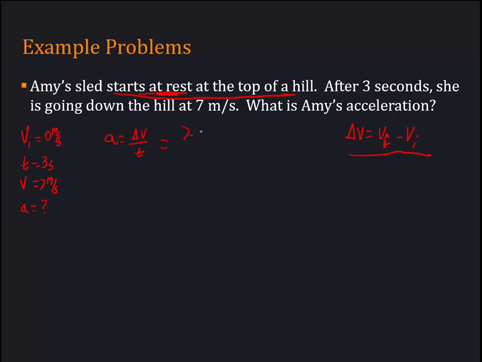For this one, it's 7 minus 0 divided by 3, which equals 7 divided by 3, which equals 2.33333 meters per second. That's 2 1/3 meters per second, but then we divided it by seconds, so per second. What this tells us is Amy's getting faster by 2.3 meters per second each second.